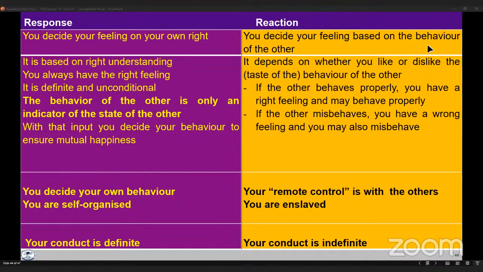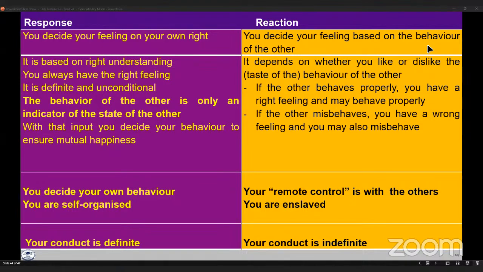The behavior of the other is only an indicator of the state of the other. With that input, you decide your behavior to ensure mutual happiness. And in that process, we also give space for the other person at that time to reflect within. The other person also reflects within. And yes, the expected behavior that we expect from this other person is possible. Otherwise, we get into these arguments and all that opportunity has fizzled out. Don't you think so, at that point in time?